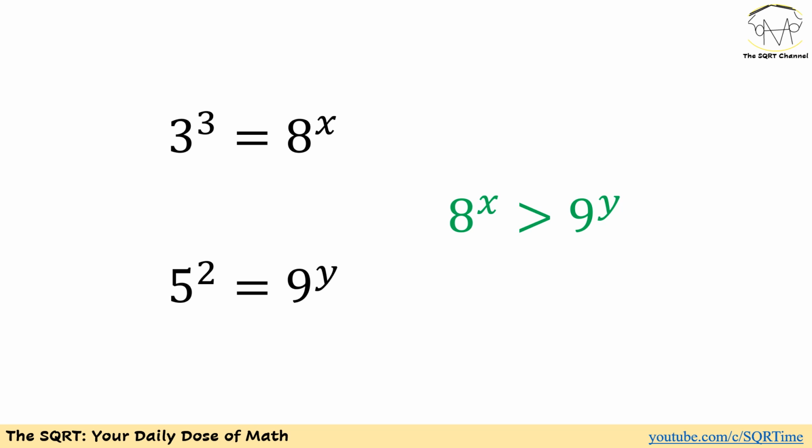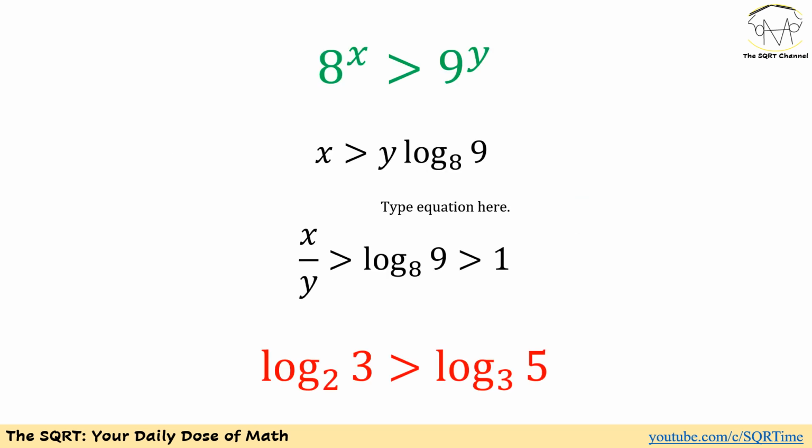You can say that because the base on the left side is less than the base on the right side, then exponents should be greater. We can prove it too. If we take log from the final inequality that we have, we are going to see something interesting. Let's take log in base 8 from both sides. We are going to end up with x is greater than y times log of 9 in base 8.